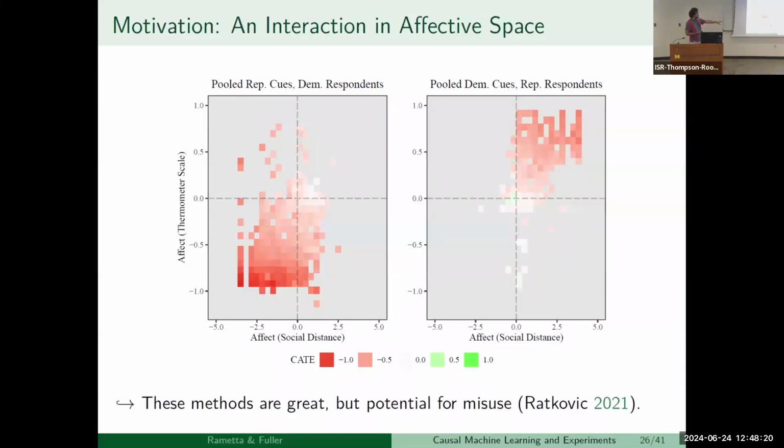And great. These methods are amazing. They're really, really cool. Jack and I are big proponents of it, obviously, but there's a lot of potential for misuse. If people are not familiar with machine learning methods in the first place, there's just a lot of mistakes that can happen going through this process of analysis. And Rakovic points this out well in 2021.